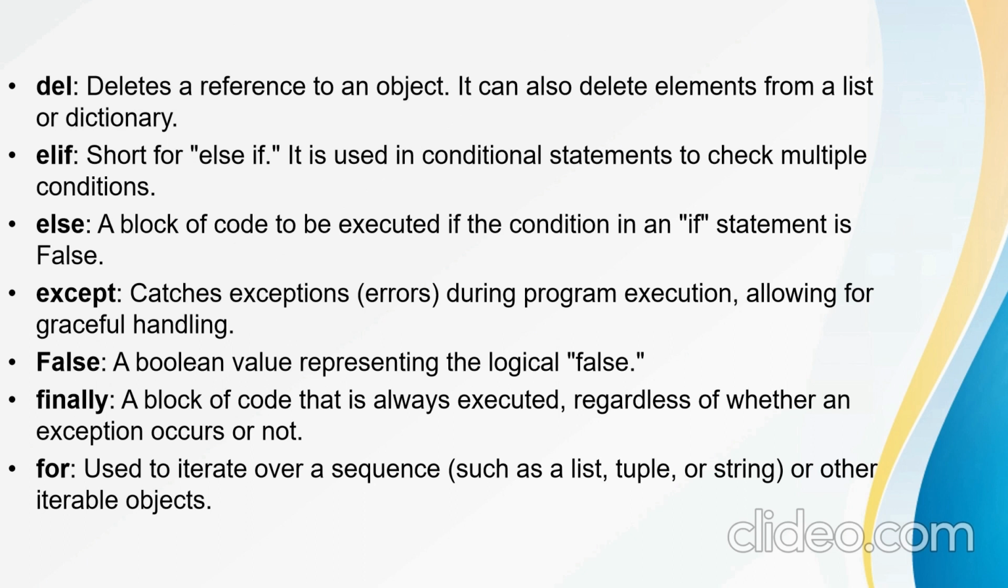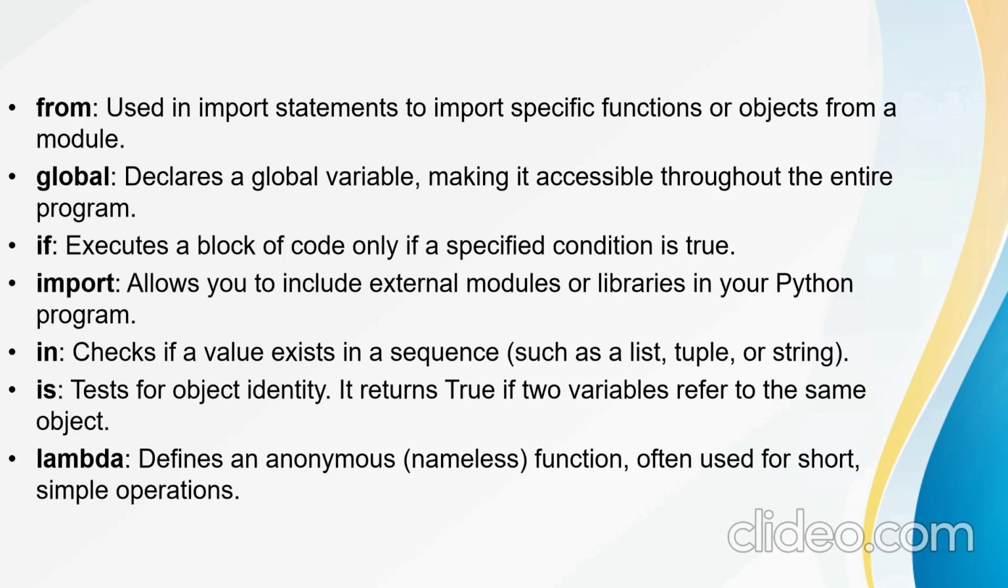Except: catches exceptions, errors during program execution, allowing for graceful handling. False keyword: a boolean value representing logical false. Finally: a block of code that is always executed regardless of whether an exception occurs or not. For keyword: use it to iterate over a sequence, such as a list, tuple, or string, or other iterable objects. From keyword: use it in import statements to import specific functions or objects from a module.